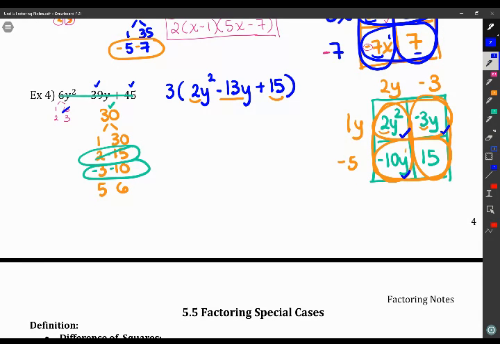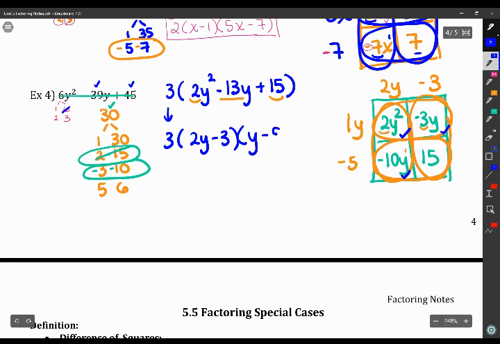And so then my answer, the 3 comes down as part of my solution, and then I've got 2y minus 3, and I have y minus 5. All right, hopefully that helps. It's the same thing that we were doing in 2.5, except for now a is not 1. So let me know if you have any questions.